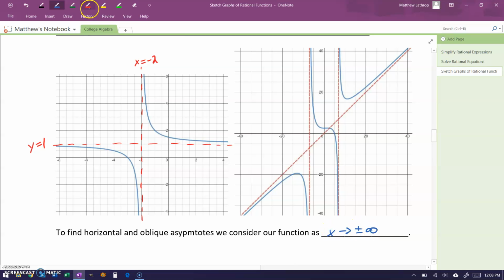We can see from the graph on the left that as our values for x get larger and larger, our function is going to keep getting closer and closer to that line y equals 1. And as x approaches negative infinity, keeps getting smaller, we're also approaching that line y equals 1. So horizontal asymptotes tell us what the end behavior of our function is like, and oblique asymptotes do the same.